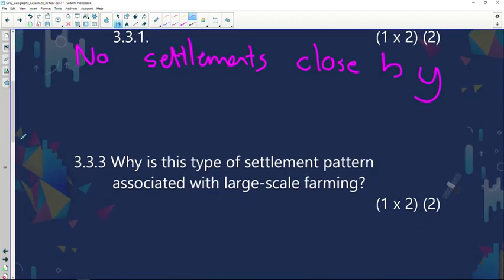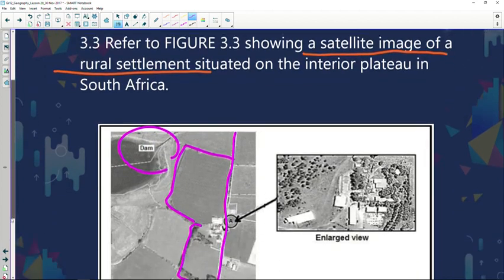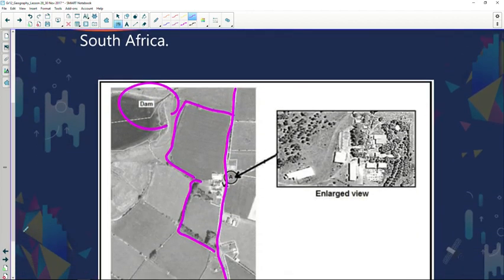Now, if you look at question 3.3, why is this type of settlement pattern associated with large-scale farming? Now, that's quite easy to identify. Look at the size of the farm. Look at the land that's being cultivated. It's absolutely massive. It shows a large dam. There's the dam itself. So there's a couple of tips. First of all, look at the size of the farm. It's big. Look at the many fields that are being cultivated. Look at the size of the dam, and there are quite many buildings.